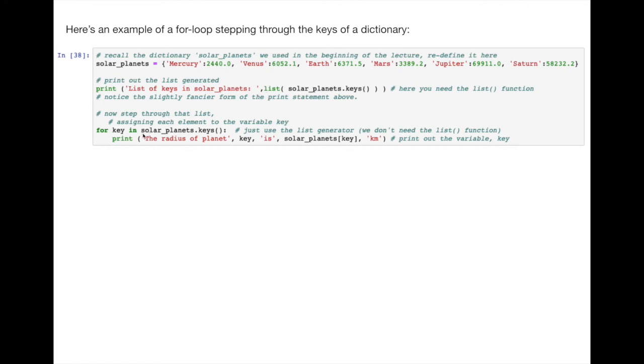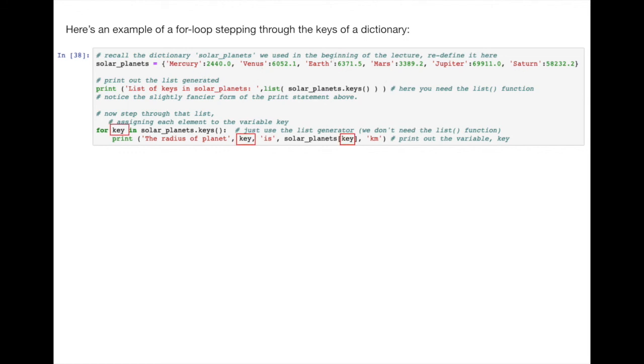And then the for loop here is going to do something. All right, so first we defined a looping variable called key. And then the key is going to step through all the keys generated by this method. And after the key is assigned, we're going to print out this statement: the radius of planet key is the value. This is how you access the value of the dictionary, which is the radii of the planet. So it's going to move through Mercury, Venus, Earth, Mars, and all the way to Saturn, right?